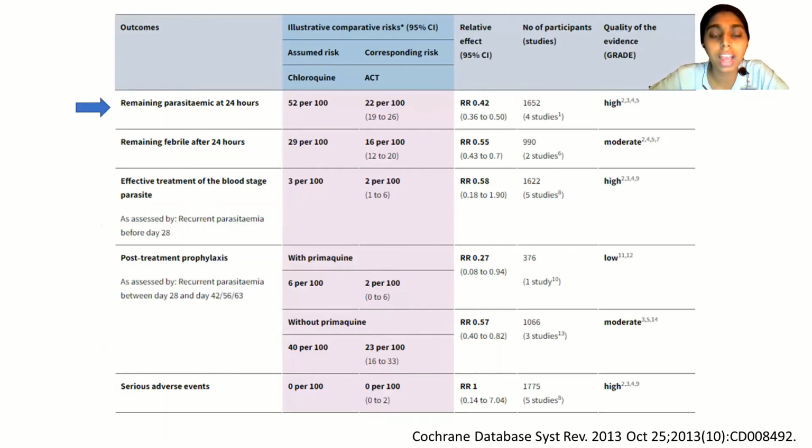Comparing chloroquine and ACT, we see that 52 per 100 patients had remained parasitemic at the end of 24 hours, as compared to 22 per 100 patients in the ACT arm, and 29 per 100 remained febrile in the chloroquine arm, as compared to 16 per 100 who remained febrile at the end of 24 hours in the ACT arm. Again, with relative risks of 0.42 and 0.55, which is graded as high and moderate quality of evidence.